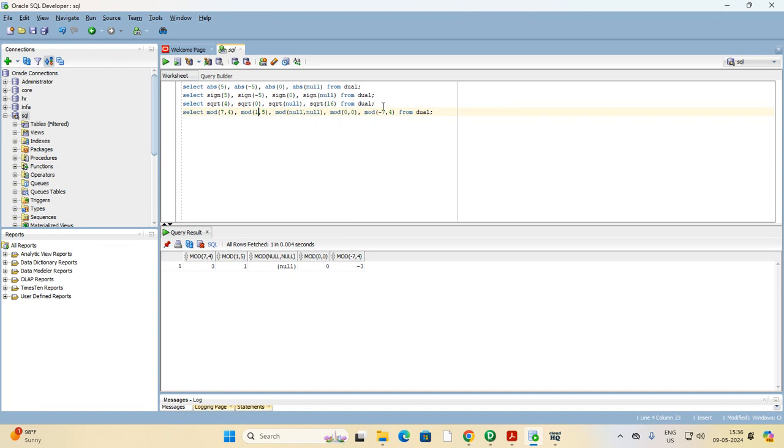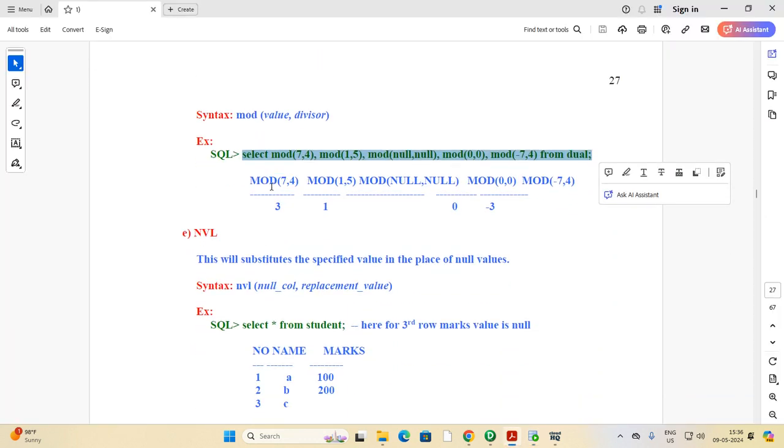Modulus of 0, 0, 0, minus 7 and 4: 4 ones are 4, we get the positive value 4. Then 4 minus 7 plus 4, we get the value as minus 3. Like that, the modulus function always gives the remainder.